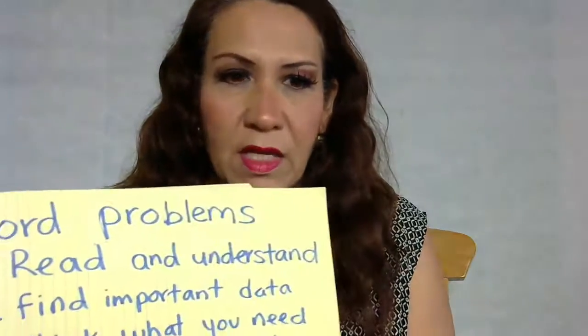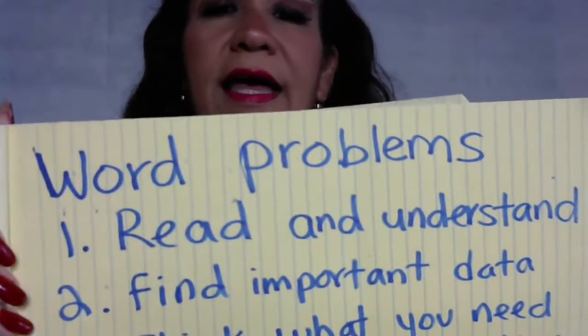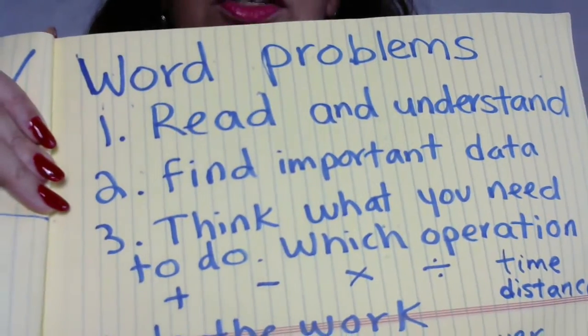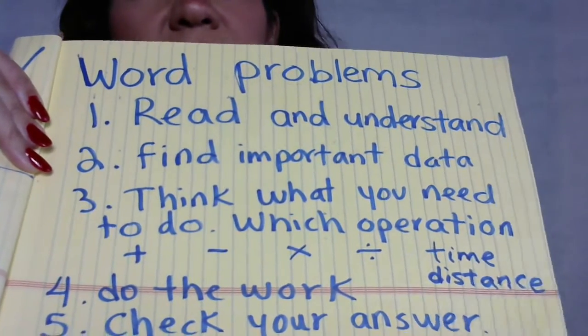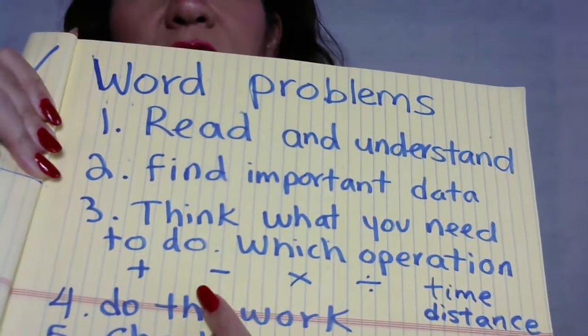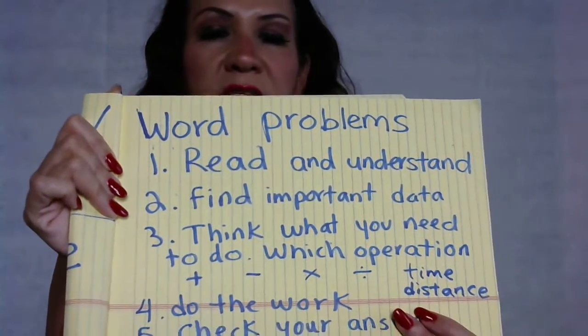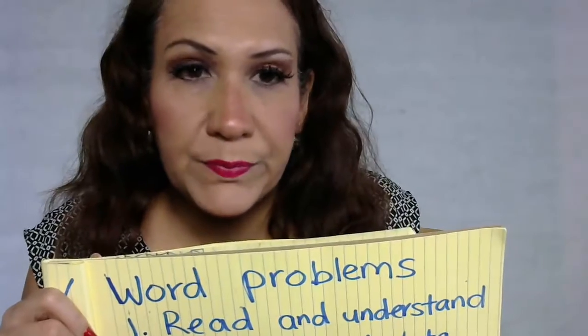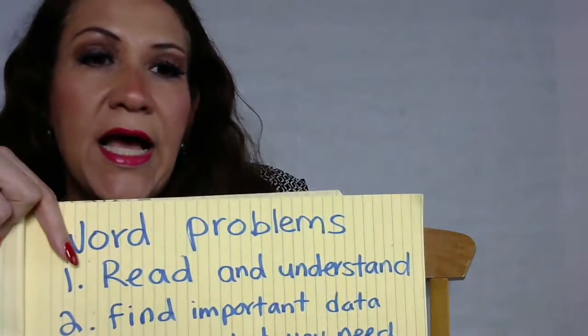So I love word problems because it's like a riddle that you need to solve, okay? And then number 3, it says, think what you need to do and which operation to do. Do you need to add? Do you need to subtract? Do you need to multiply, divide? Okay, so number 3 is think about what you're going to do. It's the same as the APSJ. You have to think about what you're going to do, okay?